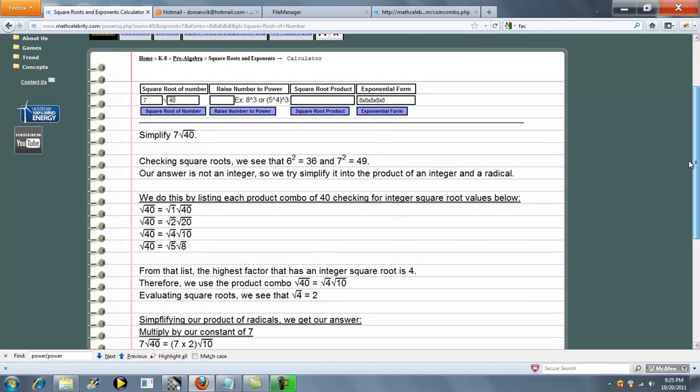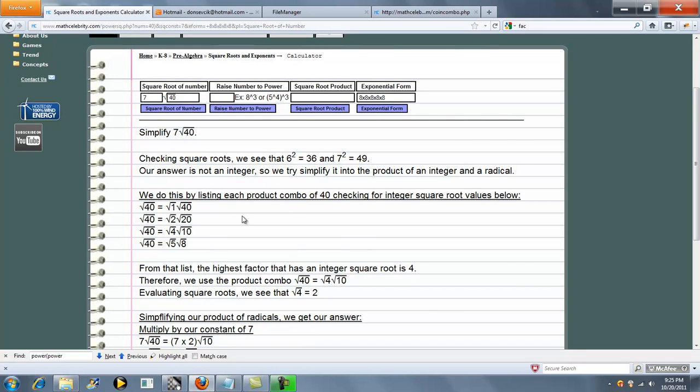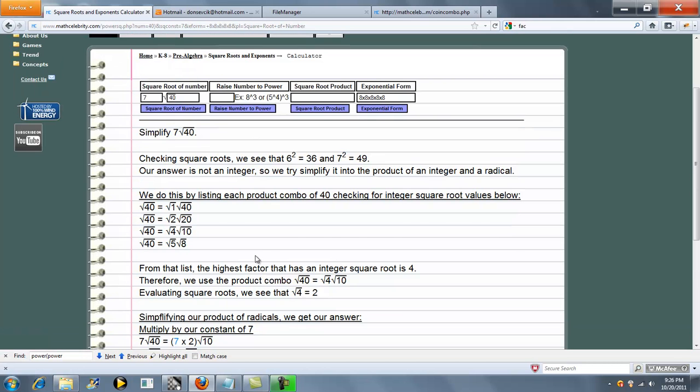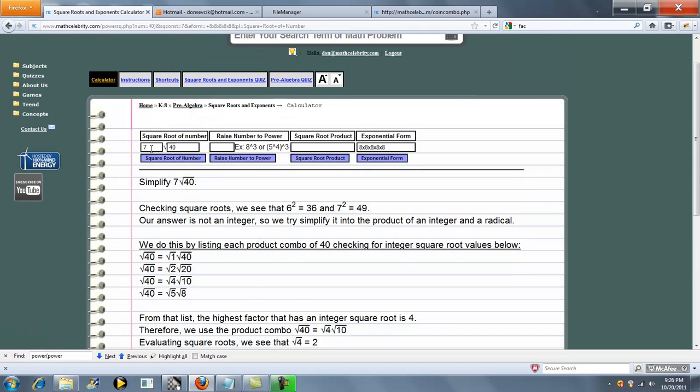So the first thing the calculator does is it finds the highest product of square root pairs, which results in a perfect square. In this case, radical 4 is really 2. So that becomes 2 radical 10. But then we multiply our constant of 7 that we entered by 2 radical 10, and we get 14 radical 10. Now, if you're on the calculator, you can actually run problems directly from the calculator here.